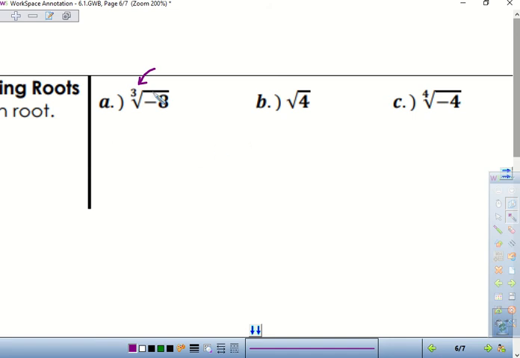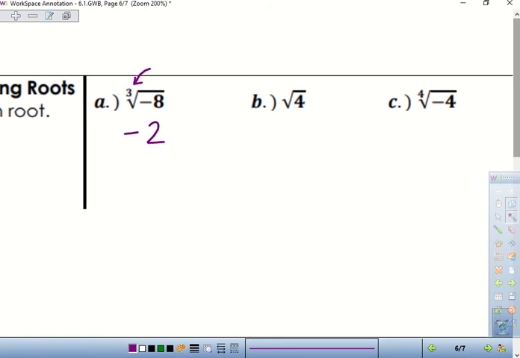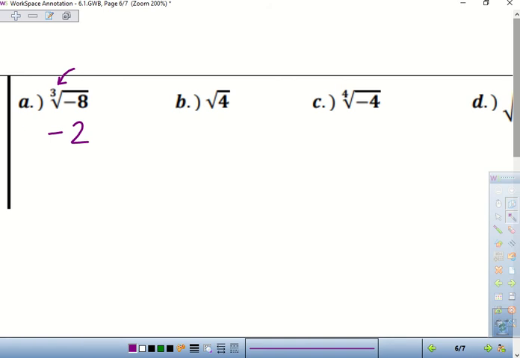Negative 2. So our answer is simply negative 2. Negative 2 times negative 2 times negative 2 is negative 8. Yes, or negative 2. I don't know why I said that. Maybe I said it right? I don't know. So what is the square root of 4?